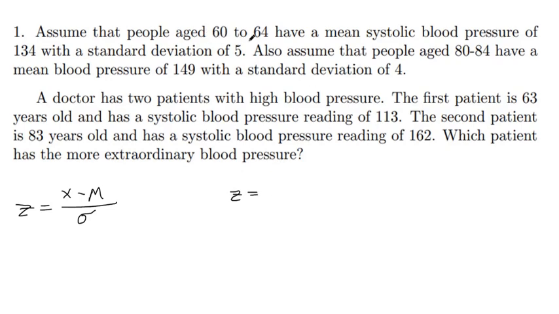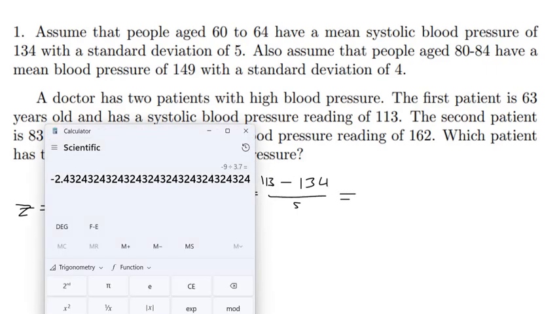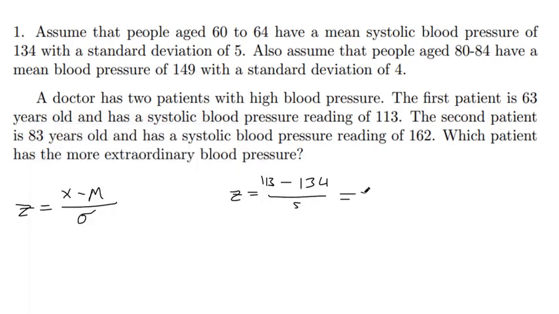Okay, so people 60 to 64 have a mean blood pressure of 134, so that's the population mean, the mean of everybody, and a standard deviation of 5. We'll put that down for standard deviation. And then we have a patient that's 63, so they're within this category, and they got a blood pressure of 113, so that's the number we want to convert to a z-score. Hit enter first, then divide by 5, so we got negative 4.2. That's a pretty extraordinary z-score.